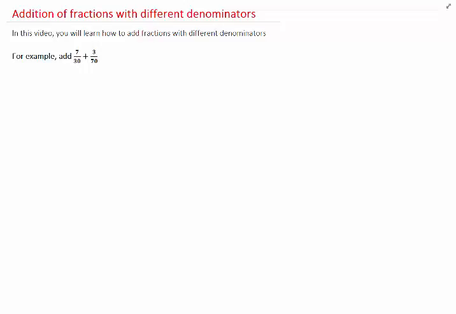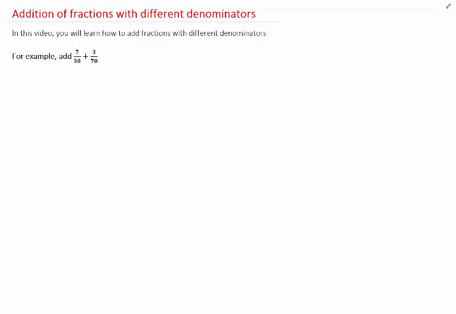However, this is not the case in our example. The two fractions have different denominators. The first one has 30 as its denominator and the second one has 70 as its denominator. In order to add the two fractions with different denominators, we need to find what we call the least common denominator and then rewrite the two fractions using the least common denominator.